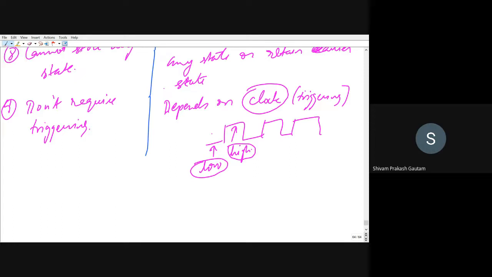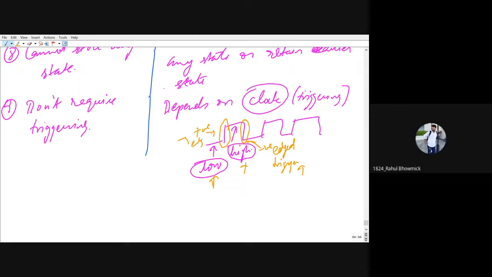Moreover, in more depth, some circuits are positive edged. This is called positive edge triggering. It is called positive edge because it is going from 0 to positive, and this is called negative edge triggering. So these are the 4 triggerings: low, high, positive edge, and negative edge. Depending upon the application or the circuit, you can provide any of the 4 kinds of triggering. We will discuss this when we deal with sequential circuits.